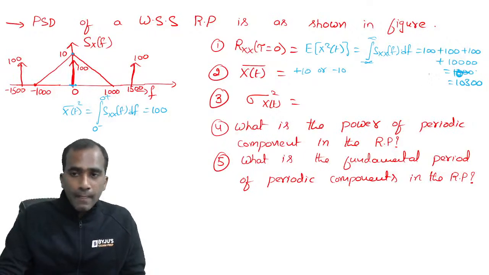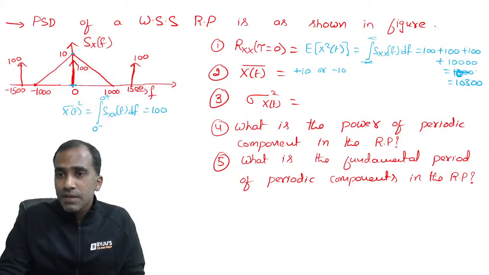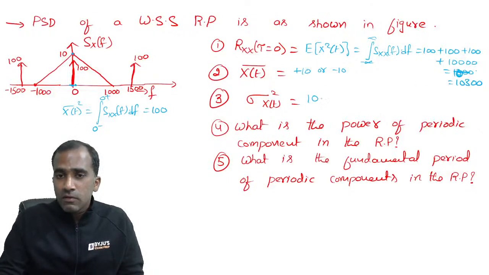Okay. Right. How about variance? Variance means only AC power. AC power equals total power minus DC power. Total power is 10,300 and DC power is 100. Subtract the DC power from total power, which will give you 10,200. Anyone can tell me the answer for the next one?